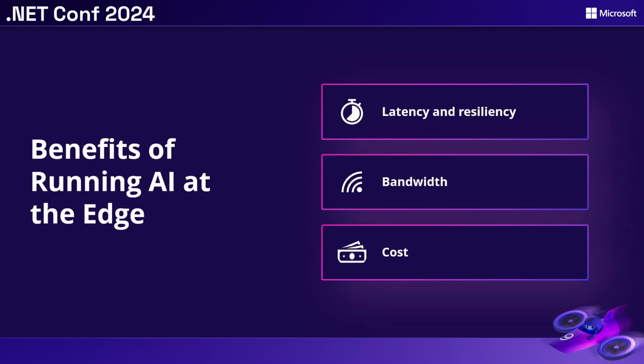First, of course, is lower latency. By executing these AI models locally on edge devices, we achieve immediate processing of data. This is crucial for applications where every millisecond counts, such as emergency response systems or high-speed manufacturing lines.